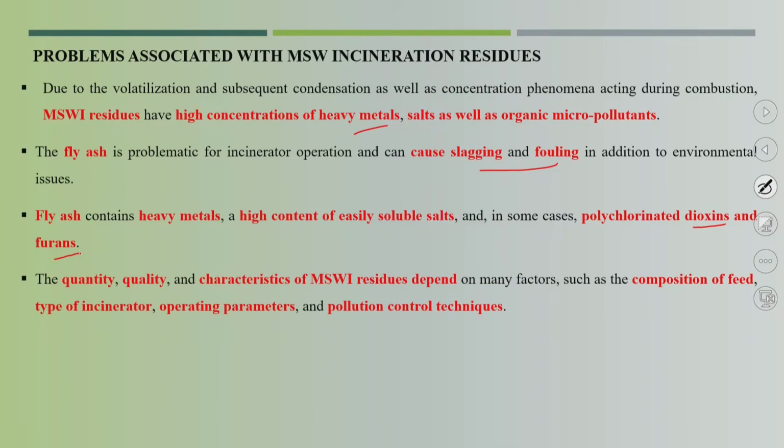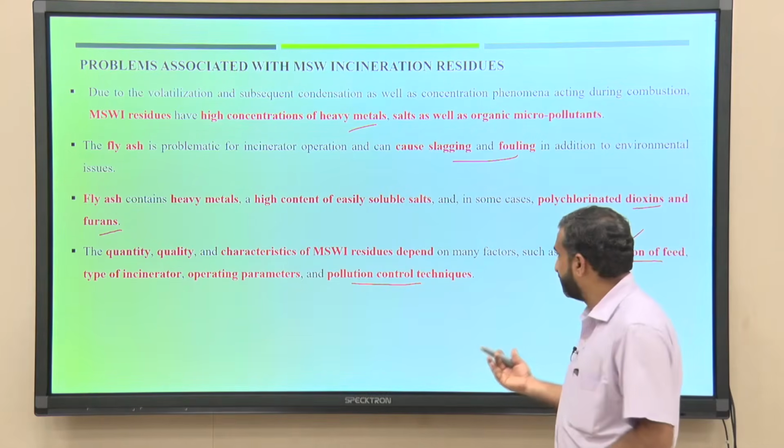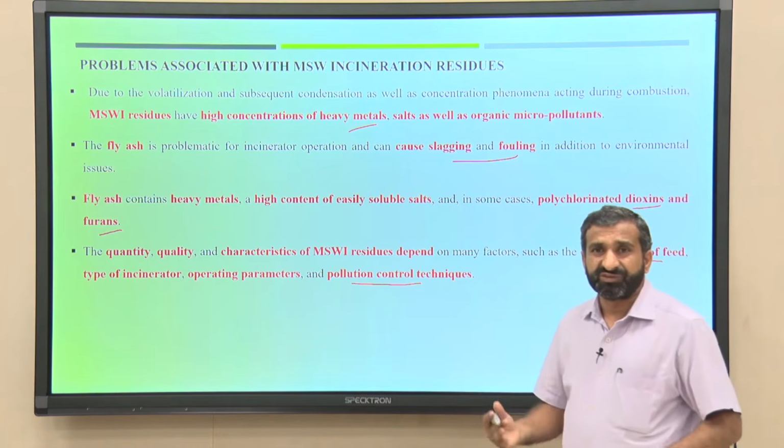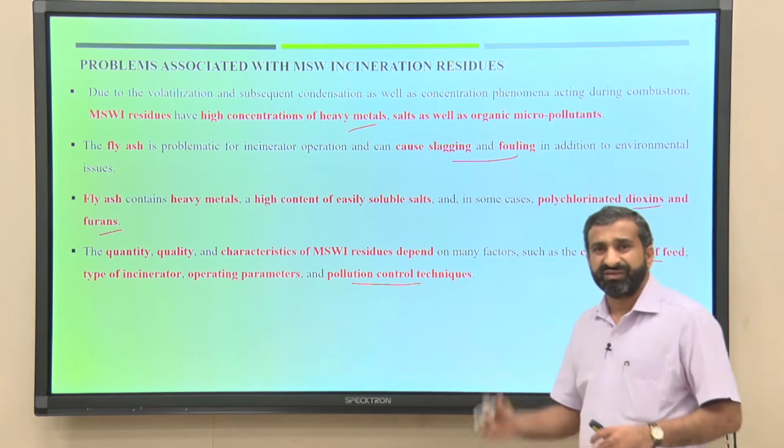The quantity, quality and characteristics of these ashes or residues depend on many factors such as composition of feed. This is what I was talking about, type of incinerator, operating parameters and pollution control technique. But I believe that the major one depends upon the composition of feed. If your feed is highly combustible and segregated, in that case the quantity of residue production will also reduce, and the characteristics will also be different.